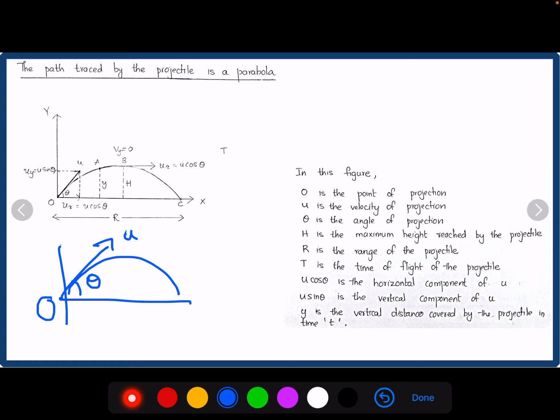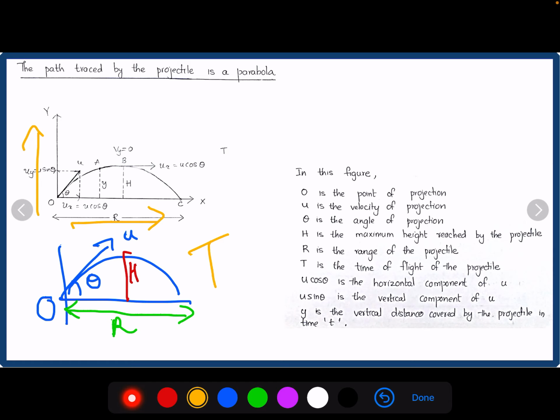H is the maximum height reached by the projectile. R is the range of the projectile, the green one. Then capital T is the time taken for the projectile, that's called the time of flight. U cos theta is the horizontal component of U, in this direction, and U sin theta is the vertical component of U. And y is the vertical distance covered by the projectile in time t.